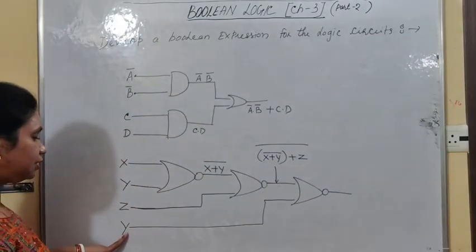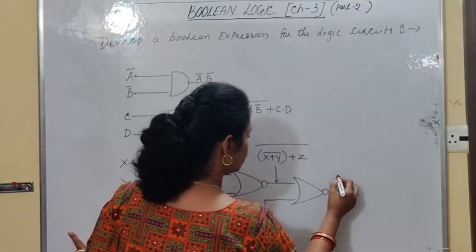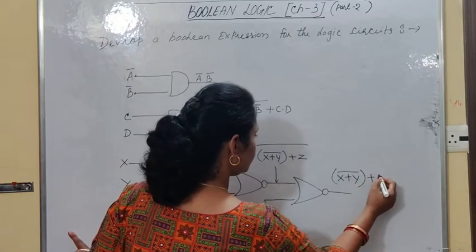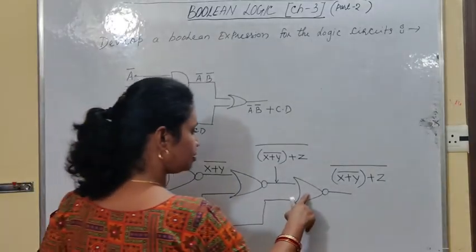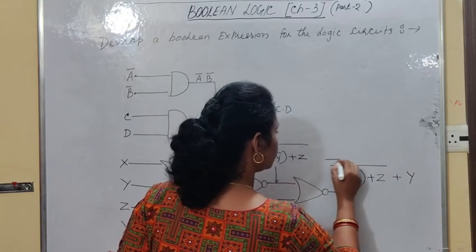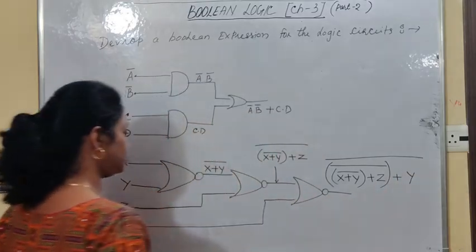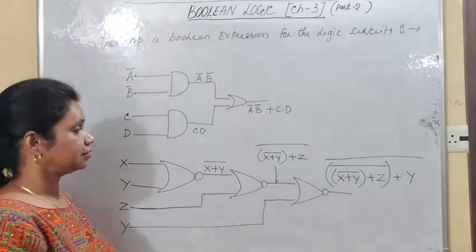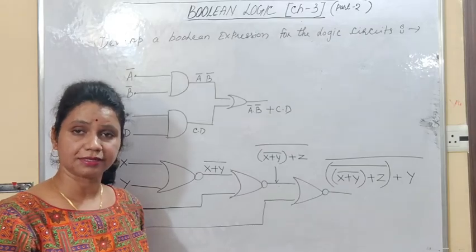Now again what is that second gate? You can see this is also NOR gate. Now this is our one term. So the name of this term is X plus Y whole bar plus Z, then whole bar. Now the name of this signal is Y, but it is also passed into this NOR gate. So plus Y, and here we have to write the whole bar. So this is our final expression of this logical diagram, this logical circuit. So students, hope all of you understood about the logic gates and logic circuits also.